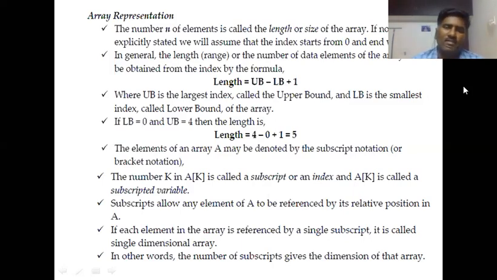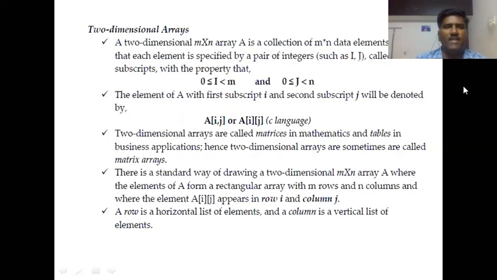So how do we find out single dimension, two dimension, and three dimension? By the number of subscripts used in the array. In other words, the number of subscripts gives the dimension of the array. The number of subscripts shows whether it is single dimension, two dimension, or three dimension. So for single dimension, A of k.